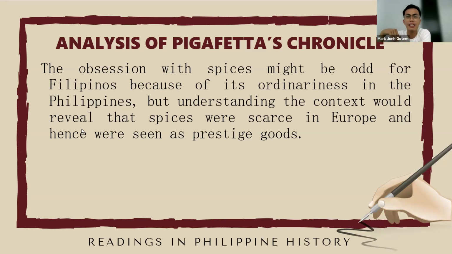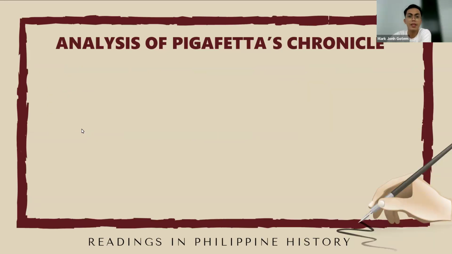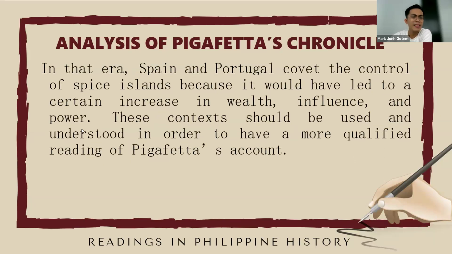Di ba? When demand is high, supply is low; when demand is low, supply is high. Next, in that era, Spain and Portugal competed for control of the Spice Islands because it would have led to a certain increase in wealth, influence, and power. This context should be used and understood in order to have a more qualified reading of Pigafetta's account.